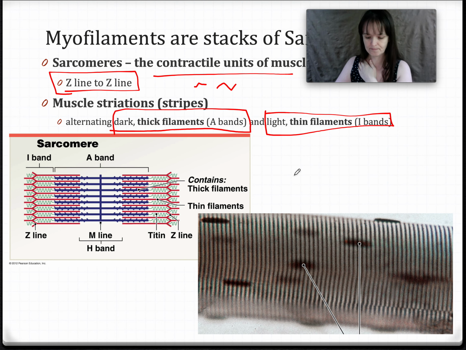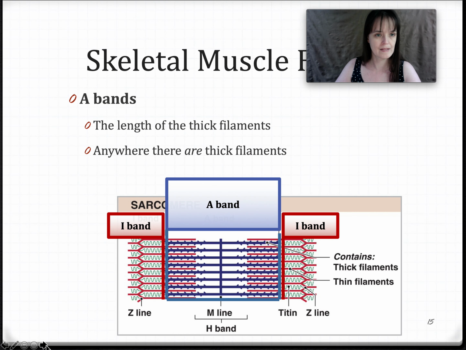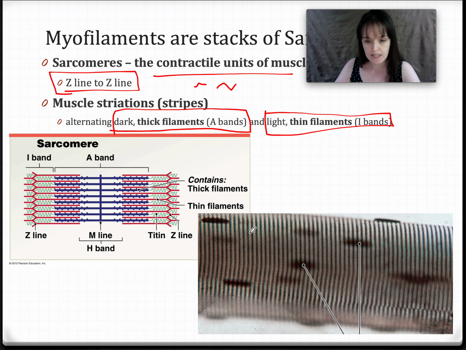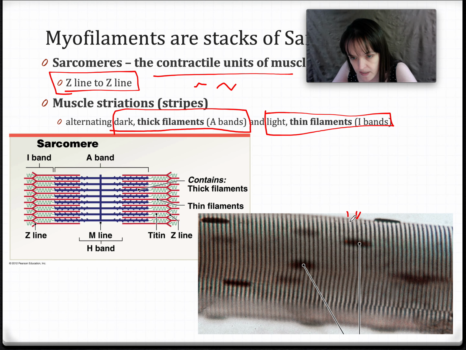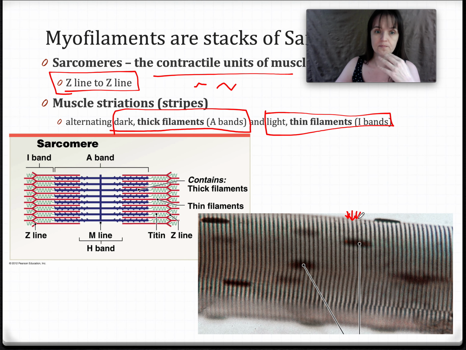There's more to it. We'll get there. Okay. The A band is the length of the thick filaments. So what happens here, as you can see in this light micrograph, the thick filaments, those little dark stripes, are physically thicker, and so less light gets through, so they're darker on a light microscope. So they're thick filaments. And those are the A bands because they're dark. Dark A bands.